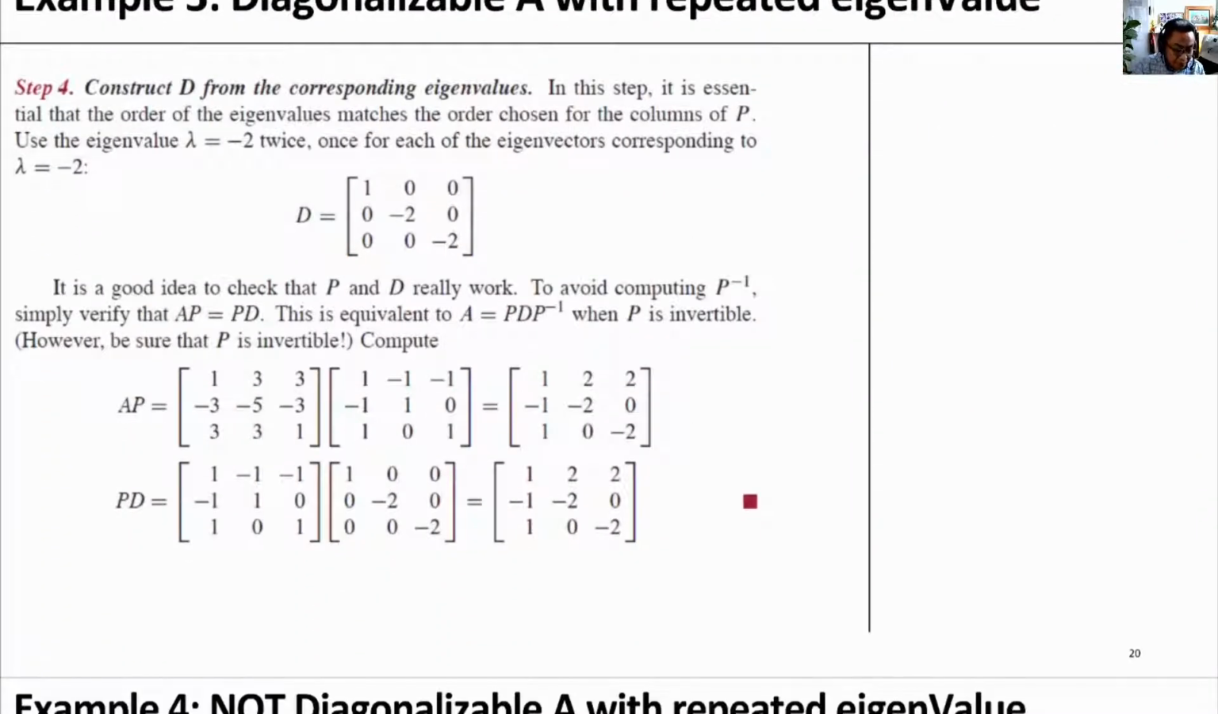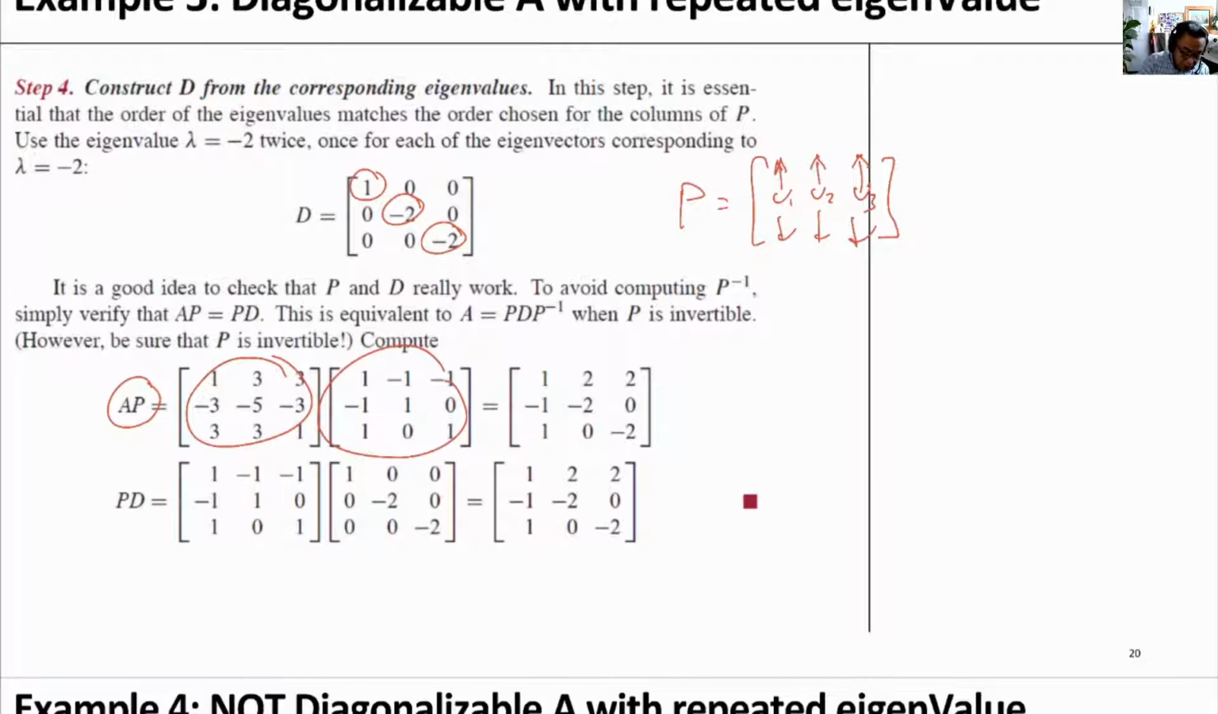Alright, finally, what do we do? Well, we have P, which is V1, V2, and V3. Now we can have D, which is lambda 1 and lambda 2 repeated. And then we have our P and D. And now we can check whether we did it correctly. We have the matrix A multiplied by P. So this is A and this is P.